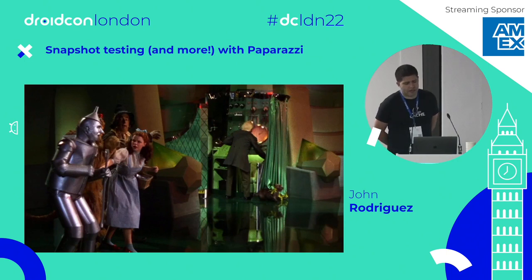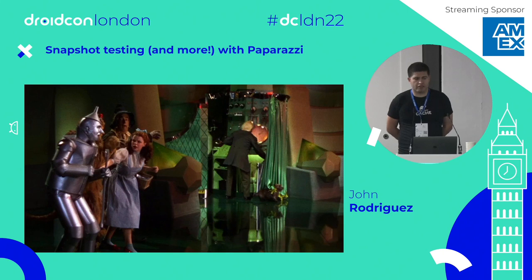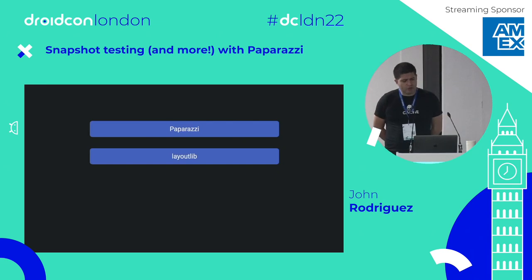Okay, so that was kind of a high level of how do you use Paparazzi if that was the first time you've seen it. Now let's look behind the curtain on how it works internally. So Paparazzi, as I mentioned, is a JUnit rule, and the magic behind it is this library called layoutlib.